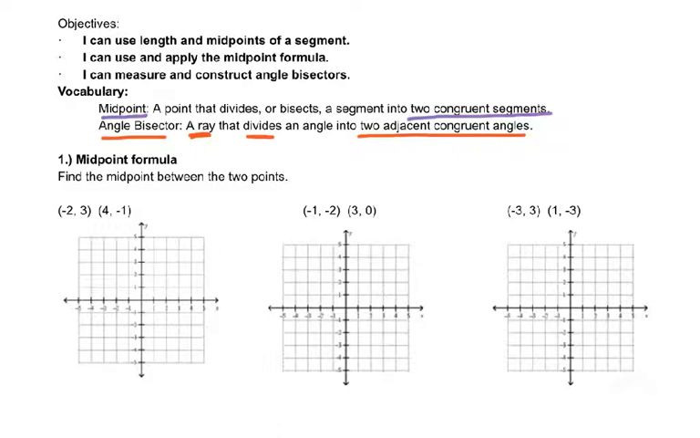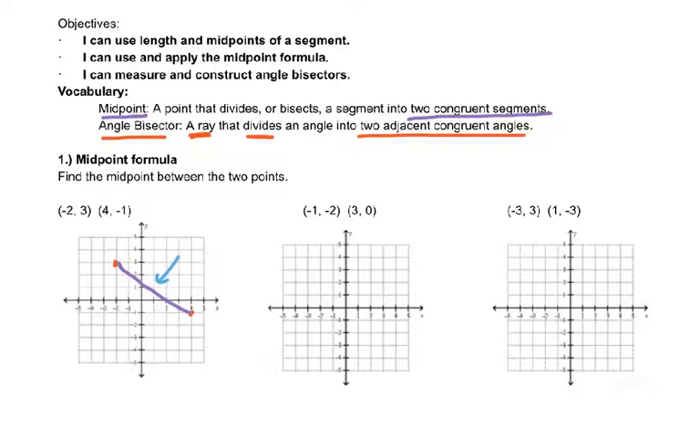So let's first talk about the midpoint formula. So we're trying to find the middle. So if you go over to -2 and up to 3, put a point there. 4, -1 would be down here. Now this isn't a straight line, so you can't just see it. I know it's somewhere around here, but is there a way to figure out exactly what it is?